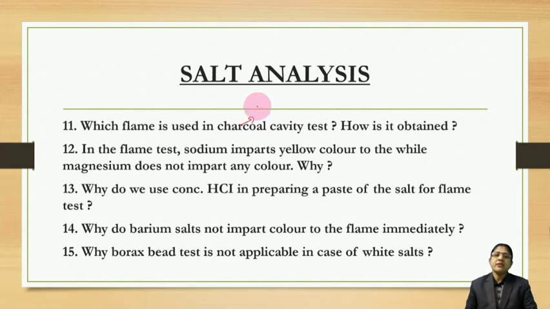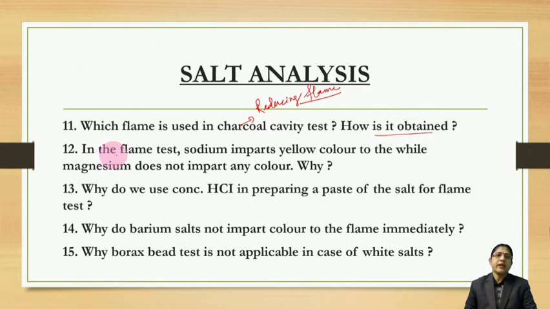So next question, which flame is used in the charcoal cavity test? That is the reducing flame. How is it obtained? The reducing flame is obtained by closing the air holes of the Bunsen burner. So the reducing flame is obtained like that, and it is used in the charcoal cavity test.